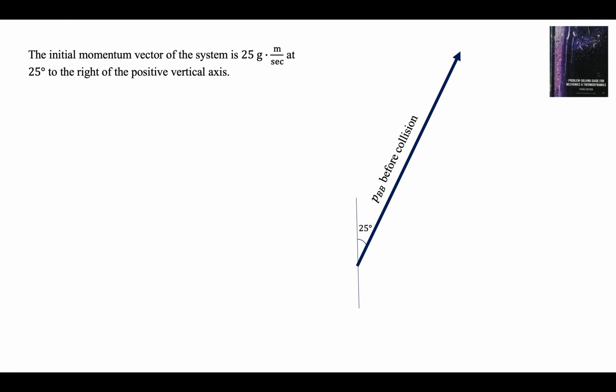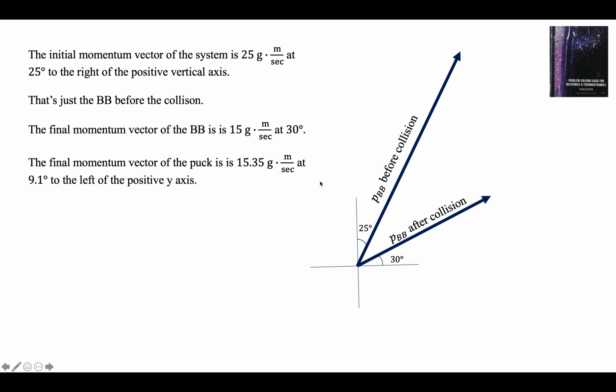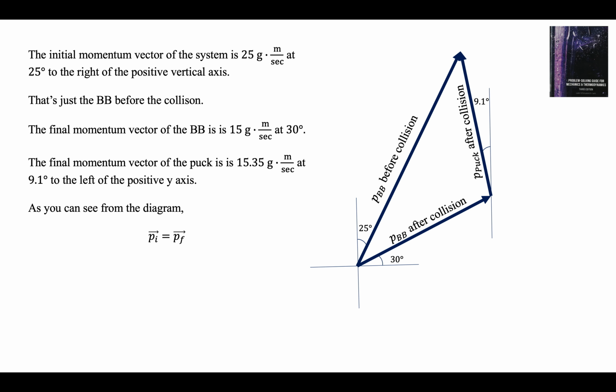The final momentum has 2 pieces. That's the BB before the collision. The final momentum of the BB is 15 gram meters per second at 30 degrees. There it is. The puck is 15.35 gram meters per second, 9.1 degrees to the left of the positive y-axis. And there it is. There's the puck after the collision. There's the BB after the collision. If you add these 2 vectors, you get that vector, which is the initial momentum vector. The initial momentum vector is here. The final momentum vector is exactly the same. Momentum is conserved. P initial vector equals P final vector.